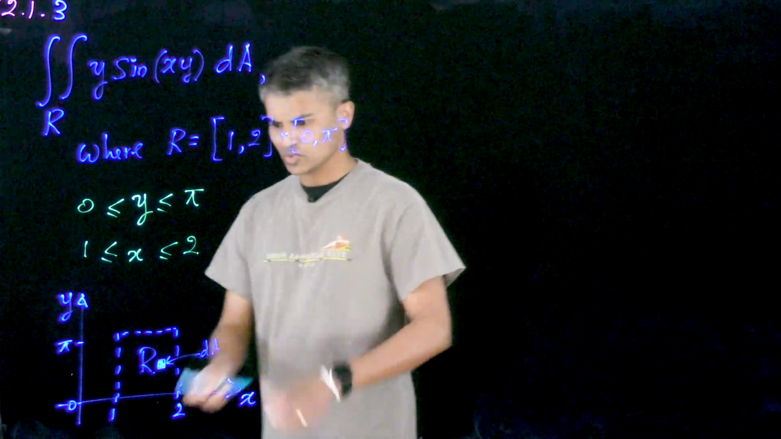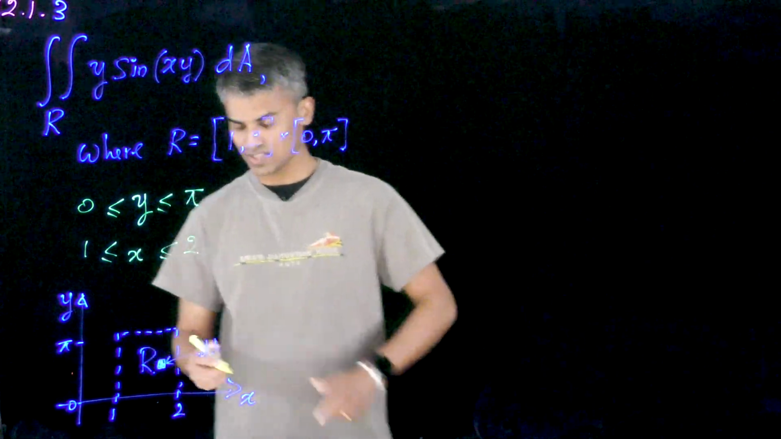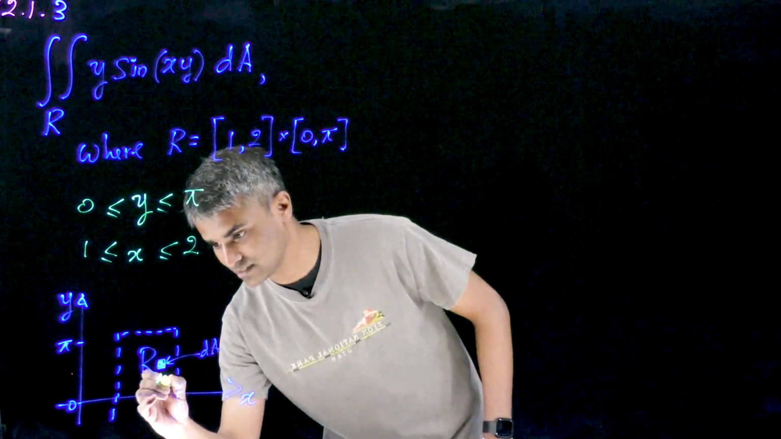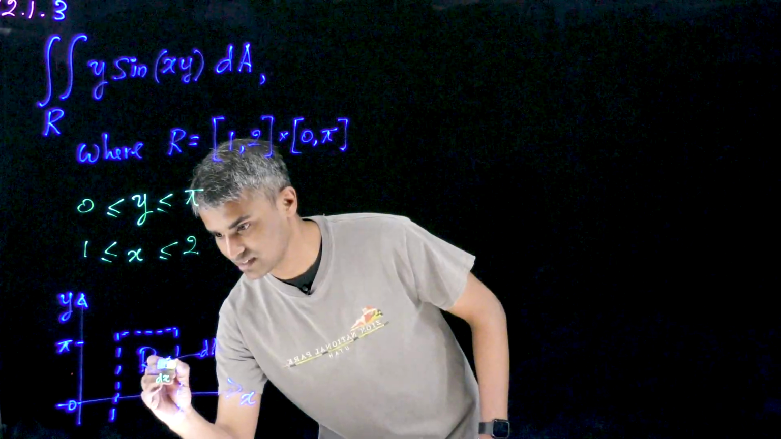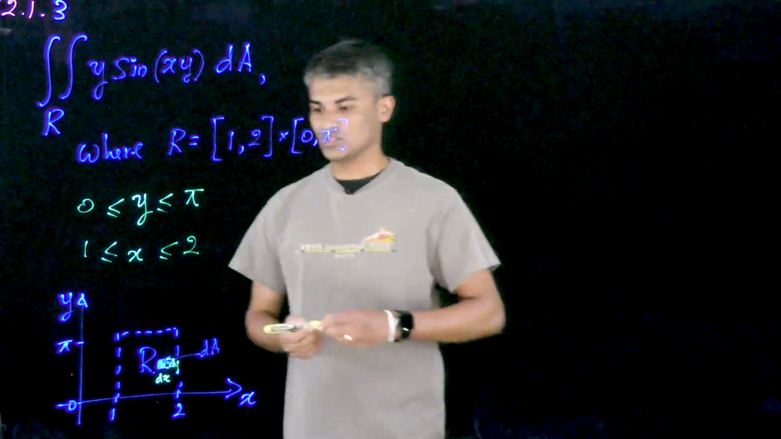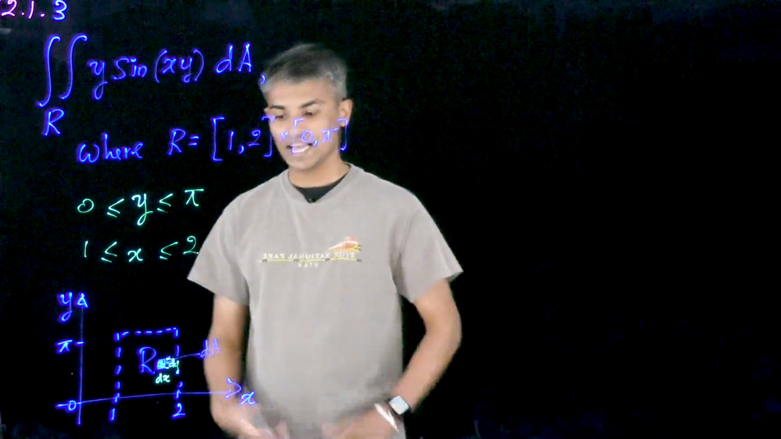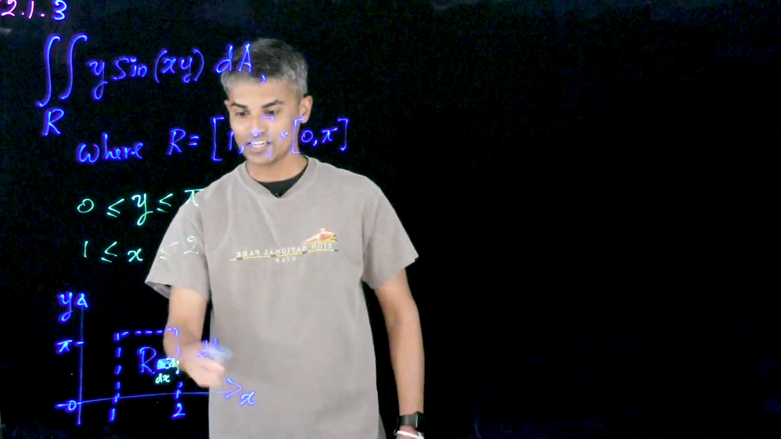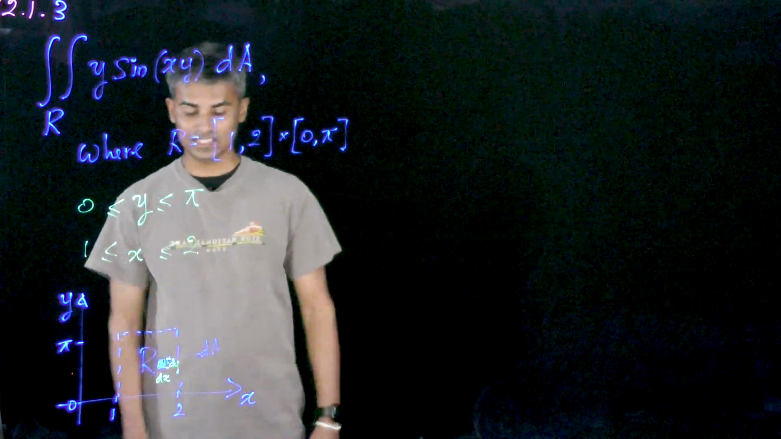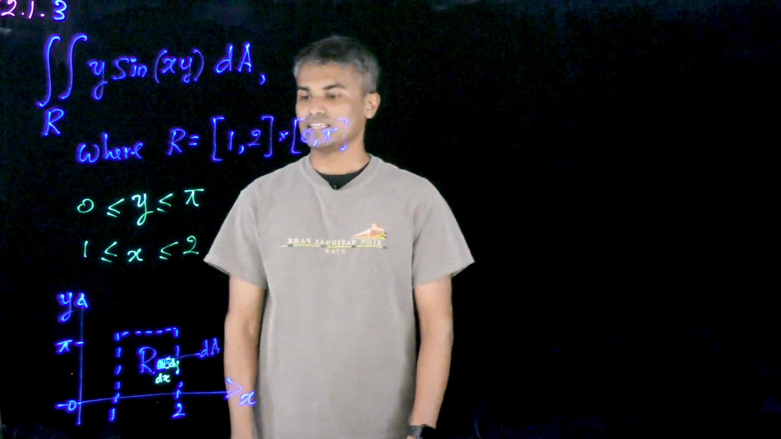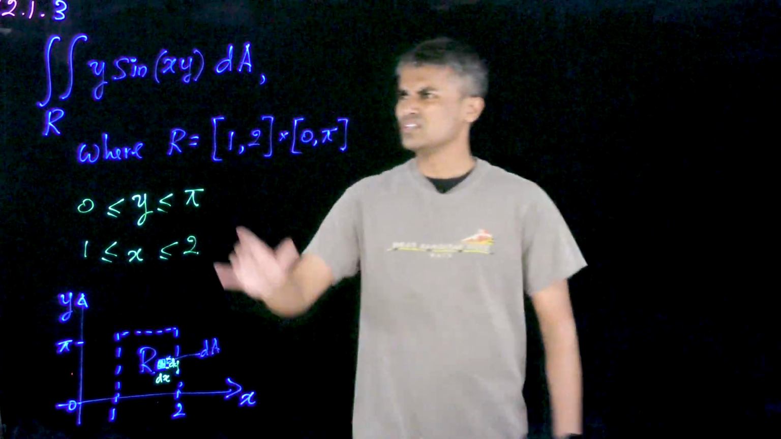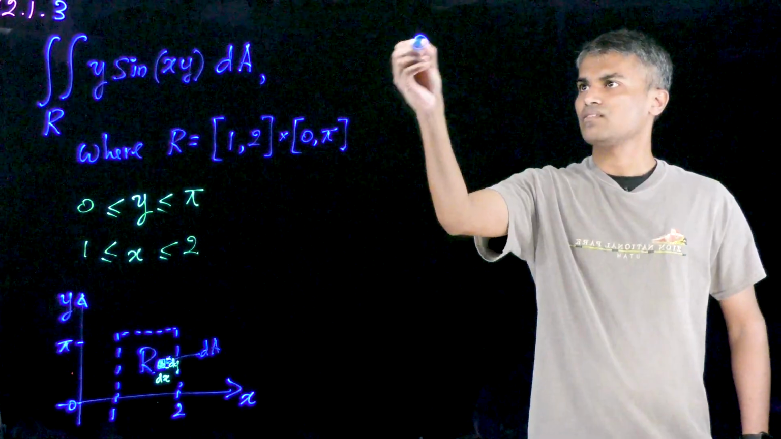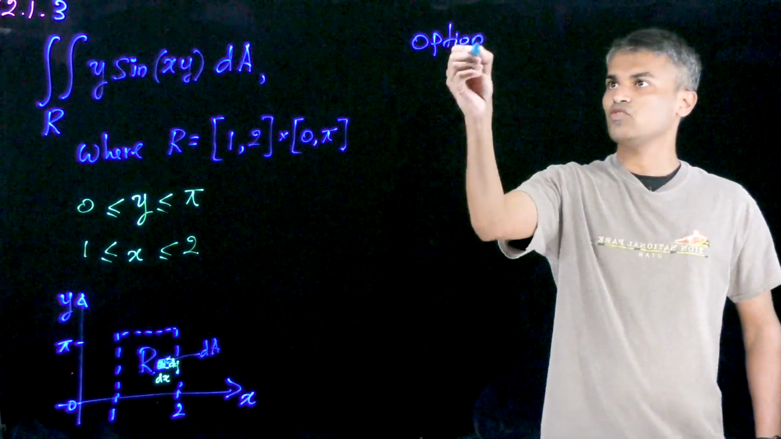Now what you can do is you can think the length of this element dA as dx and height as dy. So dA equals dx dy or dy dx, because this is a rectangle and area of a rectangle is length times width. Okay. So to solve this integral, we have two options.